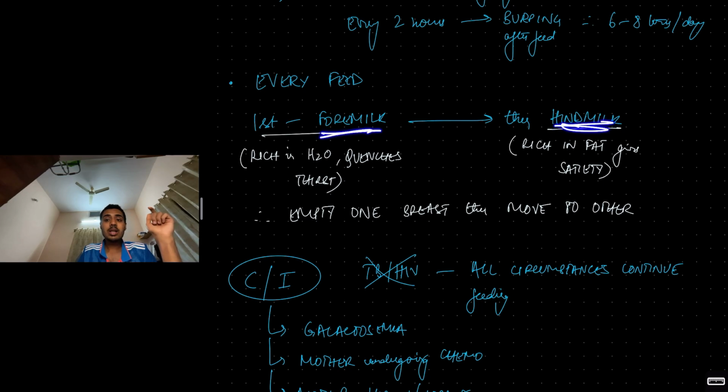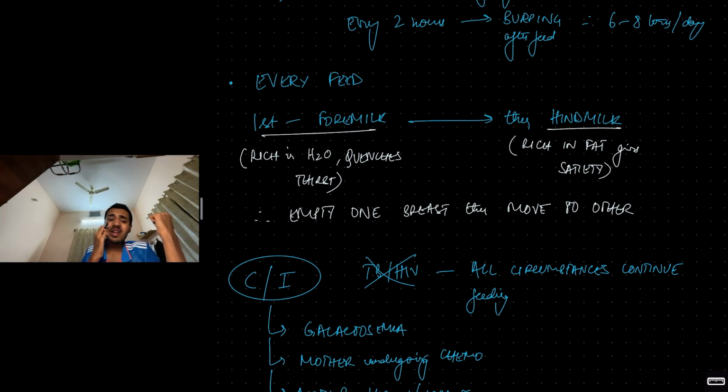Then hind milk is produced. Now, both are different. Fore milk is more of watery consistency, so it quenches the thirst of the baby. Hind milk is rich in fat. It is thick. It satisfies the hunger. It gives satiety to the baby. So fore milk and hind milk.